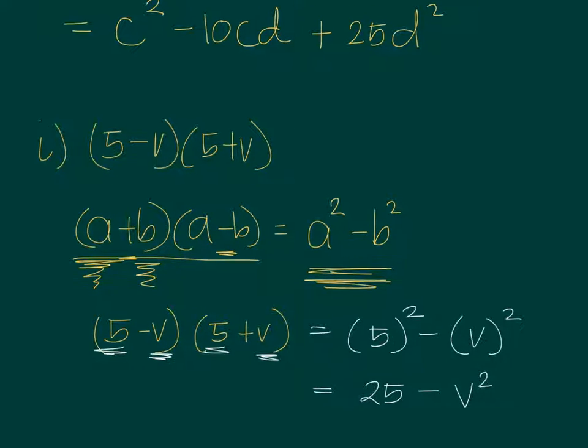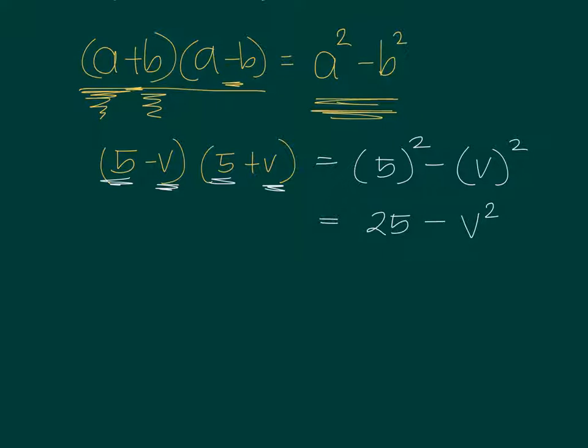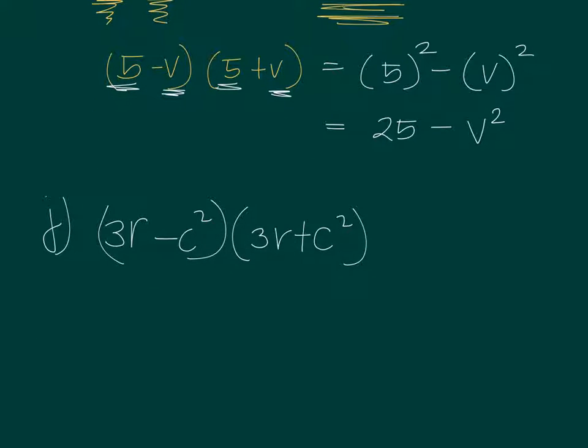Okay, now finally we have letter J. So in letter J, you were given 3R minus C squared and then 3R plus C squared. So if you take a look at it, the first terms are the same and the second terms are also the same. The operations in between, one is subtraction and one is addition. So it's a perfect example for A plus B times A minus B. In this case, you have A minus B and A plus B, which is basically the same.